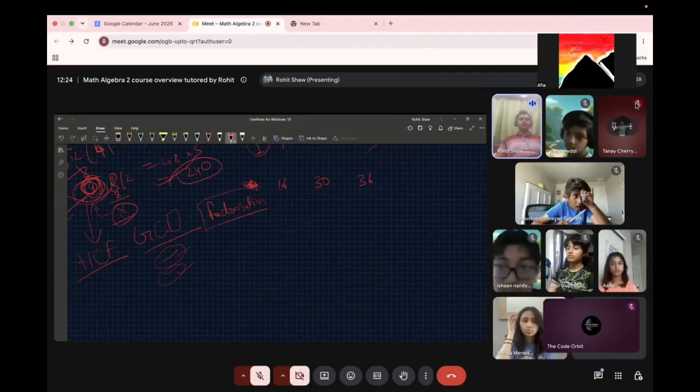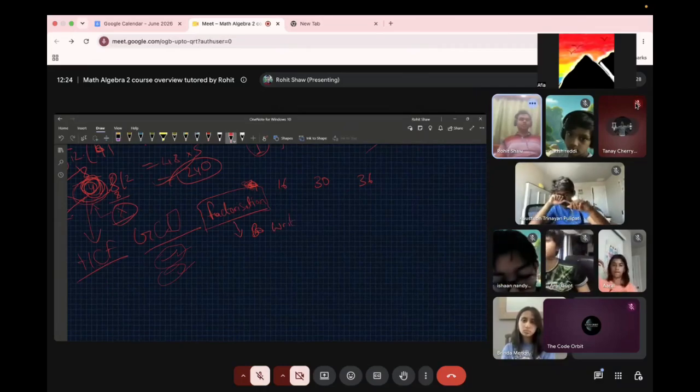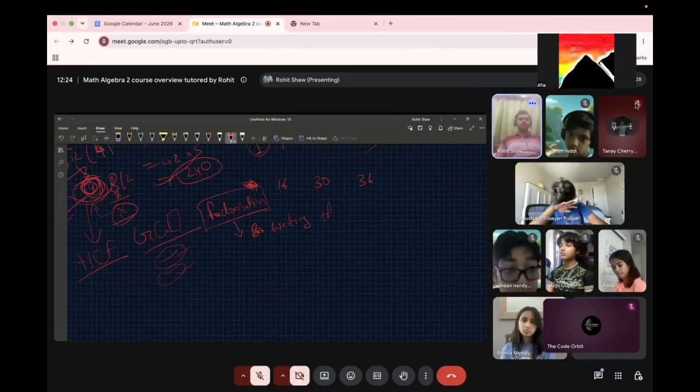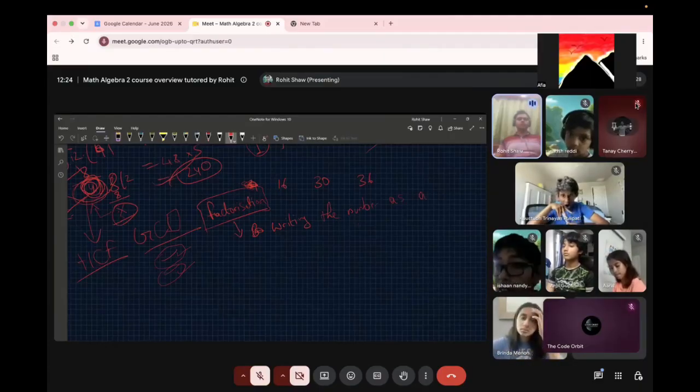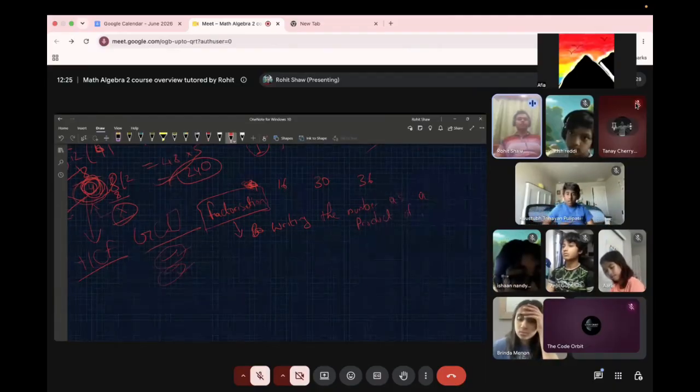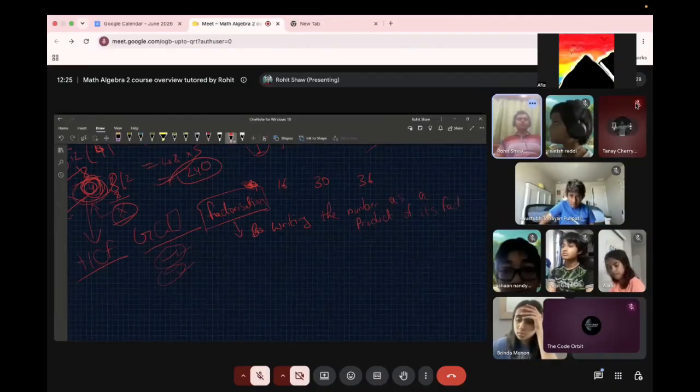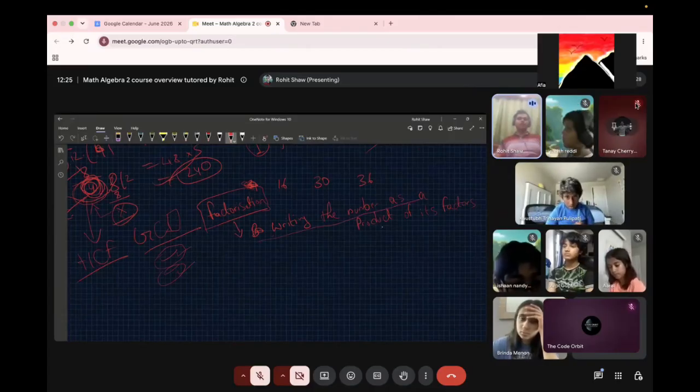So what does factorization mean? Factorization means breaking the number, writing a number as a product of its factors. Okay, this is factorization.